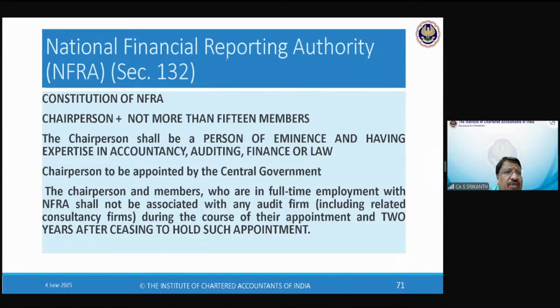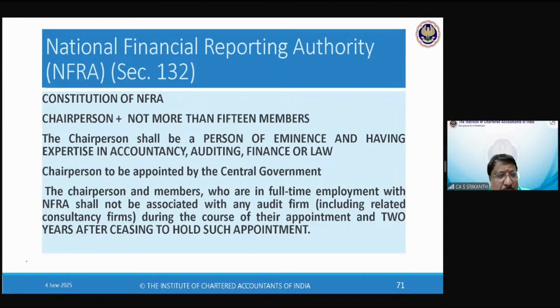So, constitution of NFRA: you have a chairperson and not more than 15 members. The chairperson shall be a person of eminence having expertise in accountancy, auditing, finance, or law, appointed by the central government. The chairperson and members are in full-time employment with the NFRA. So they become full-time members. They sit in the NFRA building and work there. They should not be associated with any audit firm, including related consultancy firms, during the course of their appointment and 2 years after ceasing to hold such appointment.